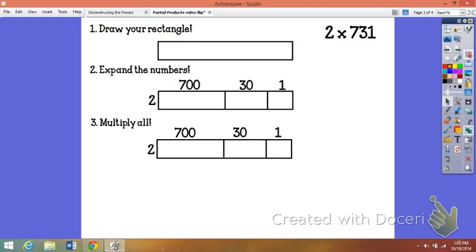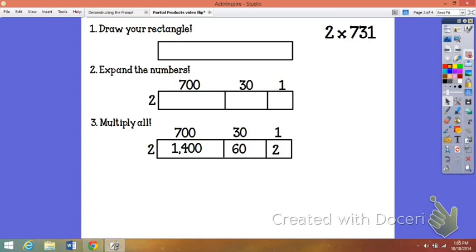Step number 3 is to multiply all. That means they're going to multiply 2 times 700, which gets us 1,400. 2 times 30, which gets us 60. And 2 times 1, which is 2. I really put an emphasis on multiplying all so the students remember that they need to make sure whatever number's on the smaller side is multiplied by all the numbers on the longer side.